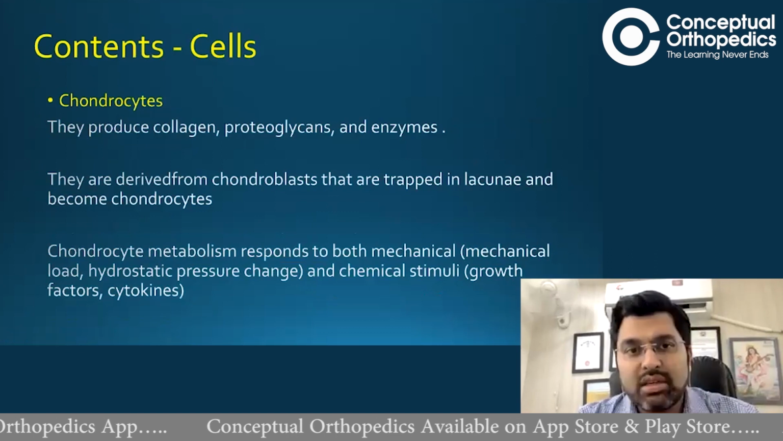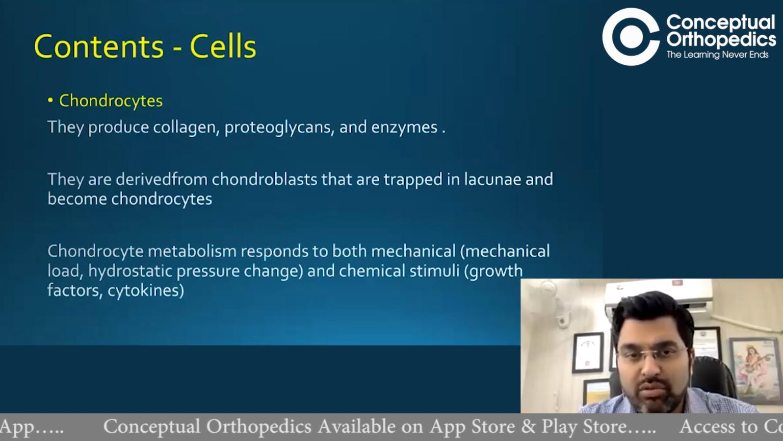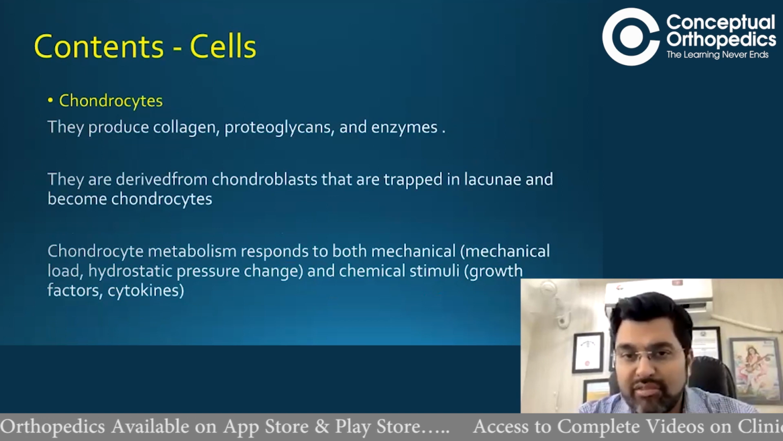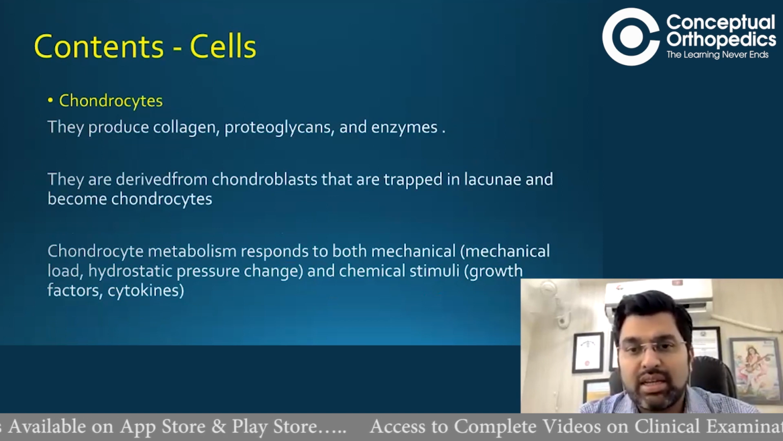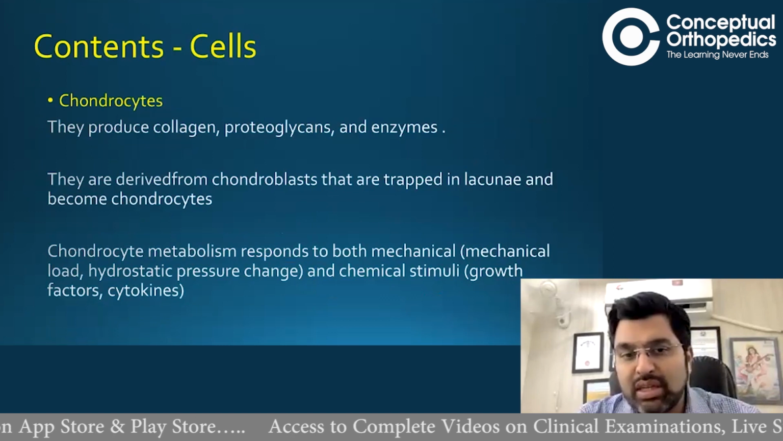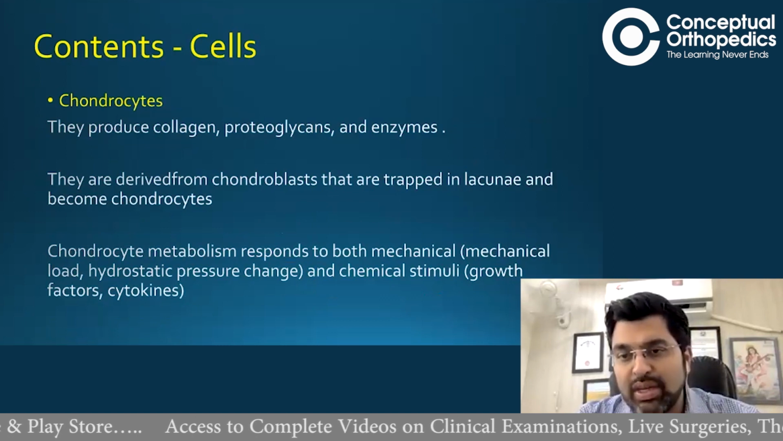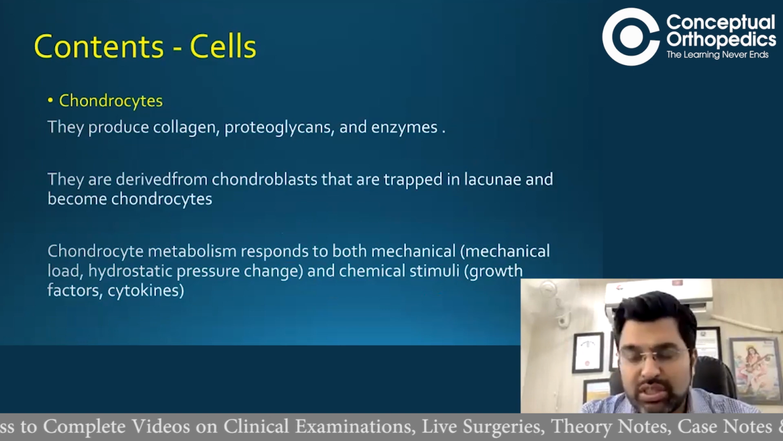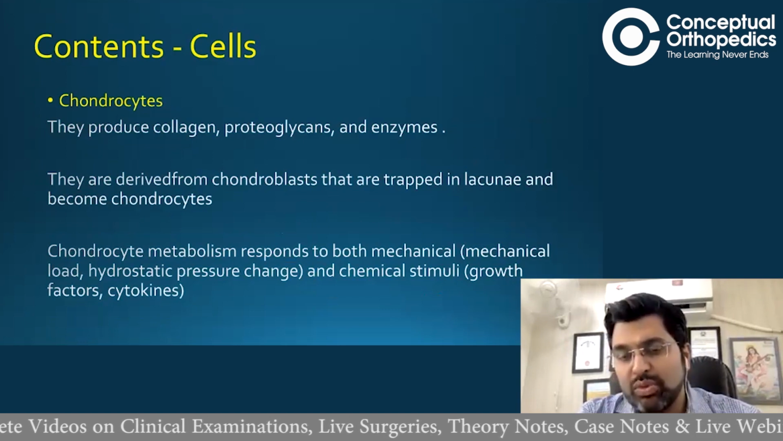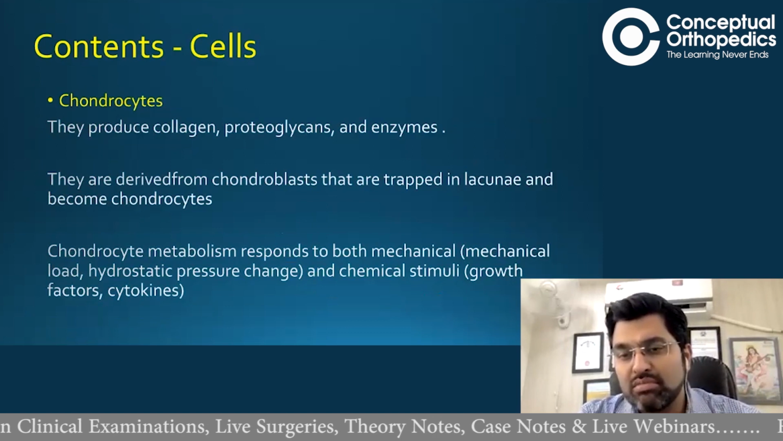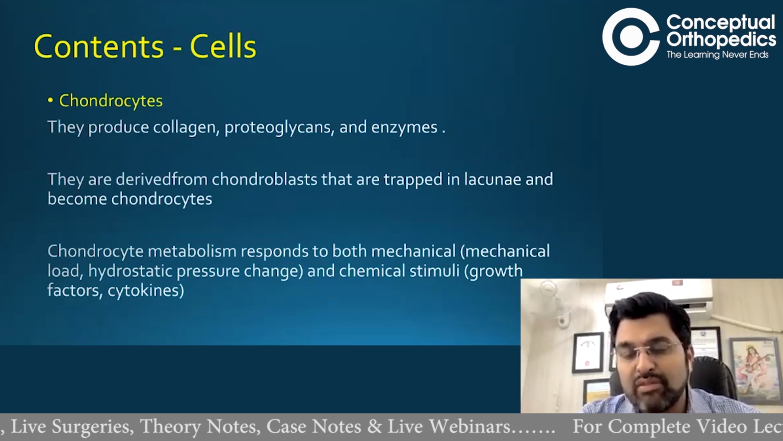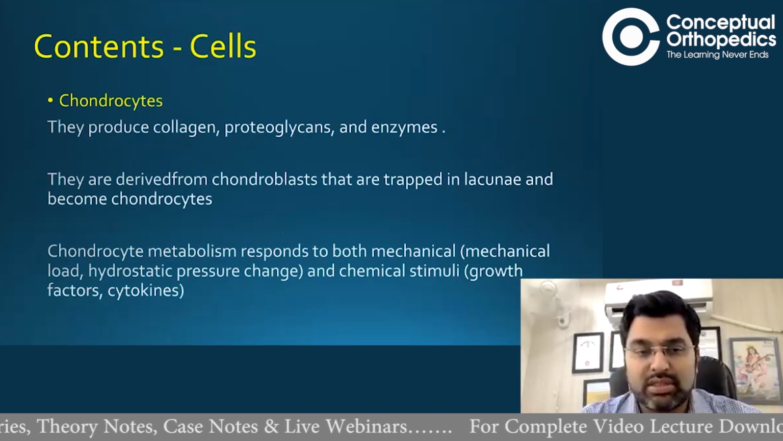Chondrocytes have the main role of producing collagen, proteoglycans, and other enzymes that derive from chondroblasts, and their metabolism is mainly affected both by mechanical stimuli, which can be mechanical load or pressure changes, or chemical stimuli. So mainly all the factors which cause osteoarthritis have their effect on chondrocytes.